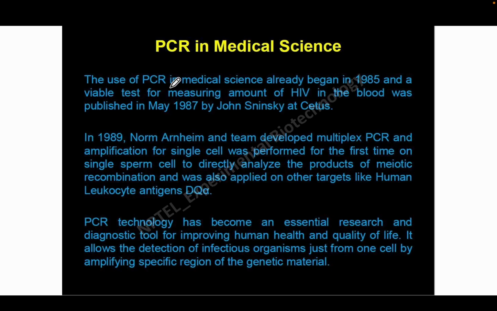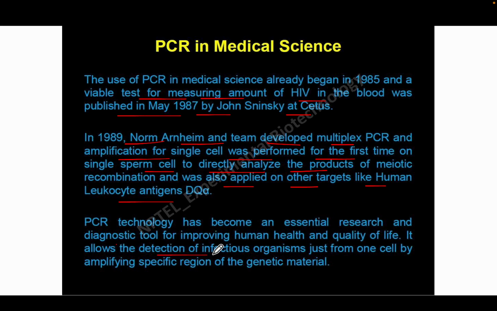PCR in medical science. The use of PCR in medical science already began in 1985, and a viable test measuring the amount of HIV in the blood was published in May 1987 by John Sninsky at Cetus. In 1989, Norman Arnheim and team developed multiplex PCR. An application for single cells was performed for the first time on single sperm cells to directly analyze the products of meiotic recombination, and was also applied to other targets like human leukocyte antigens. PCR technology has become an essential research and diagnostic tool for improving human health and quality of life.